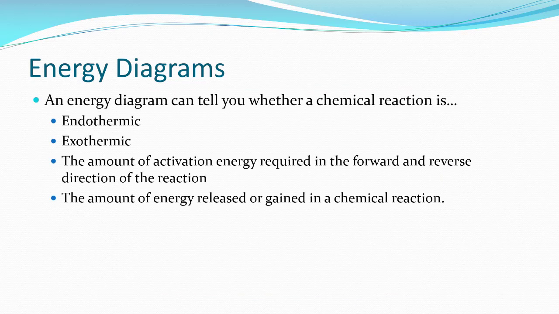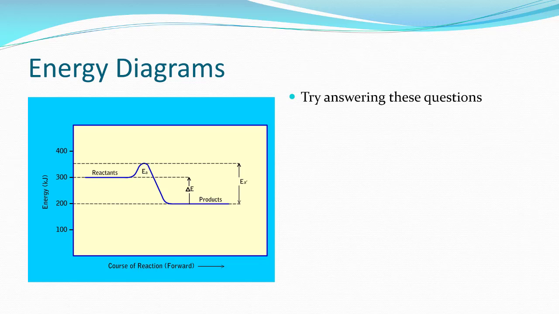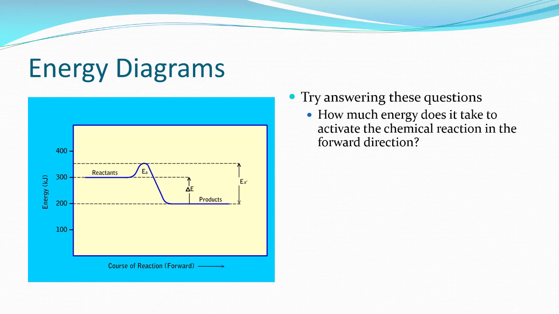So again, in an energy diagram, you can tell whether a reaction is endothermic or exothermic, the amount of activation energy required in both the forward and the reverse direction, and the amount of energy released or gained in a chemical reaction, whether that be forward or reverse. All right, so here it is. I'm going to show you a graph, and then I've got a couple questions that are going to pop up, and I'm going to help answer these for you. Okay, so try answering the question. The first one is, how much energy does it take to activate the chemical reaction in the forward direction? I'm asking, what is the activation energy going in the forward direction?